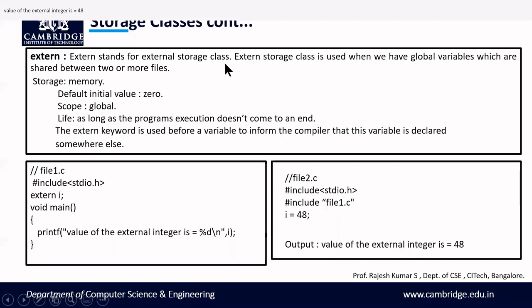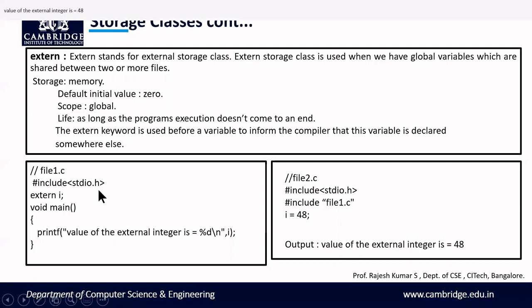Suppose you're trying to refer to a variable which belongs to two or more files, that is, when communication is happening between two different programs. If I want to refer from one program to a variable belonging to another program, we use a keyword called extern. By default, the initial value will be 0. The storage is in memory. The scope is global. And the lifespan is as long as the program execution does not come to an end, the variable value will be retained.